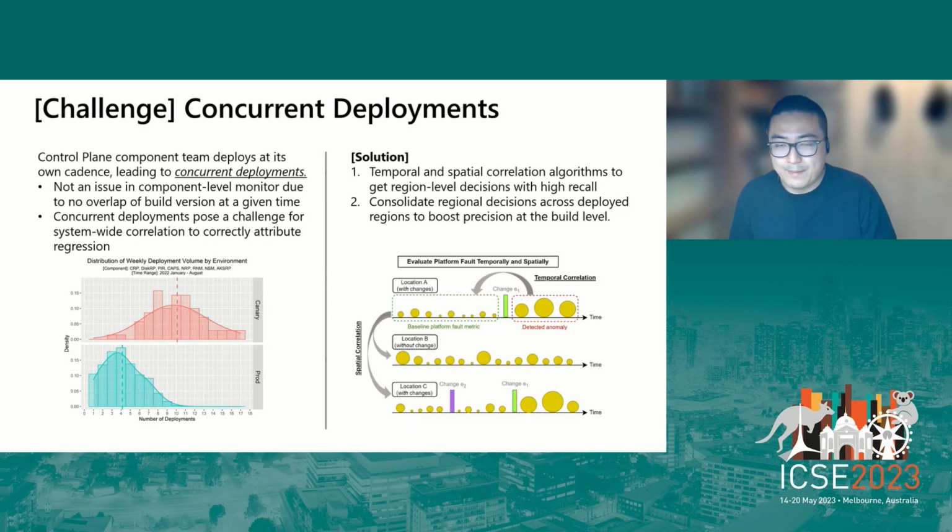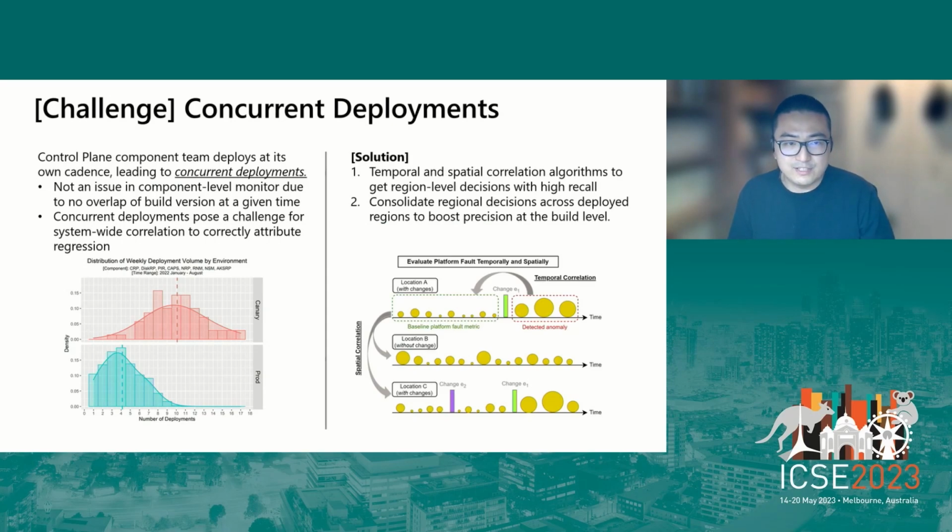In the bottom left panel here, we show two histograms of weekly deployment or change volume at the region level for eight control plane components over a period of a couple of months. The regions have been grouped into Canary regions, which are a production environment in Azure, at the top, and the production environment at the bottom. The contrast is pretty clear: the Canary environment received significantly more changes than the production environment did.